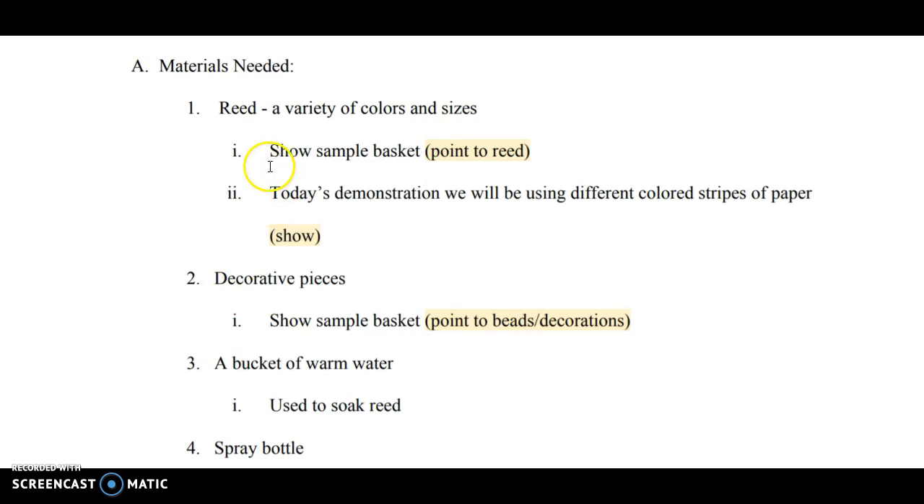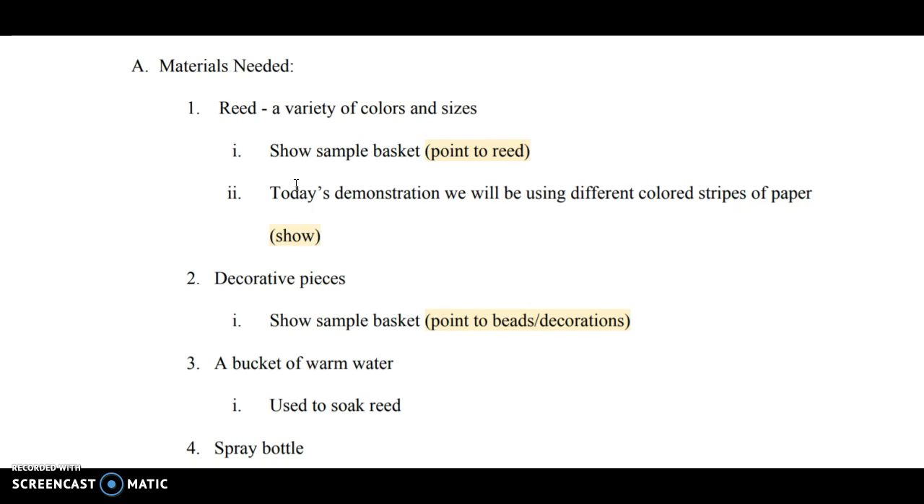You'll also see that underneath my materials, I'm not just telling you what the material is, I'm also giving myself notes in my speaking outline about what I want to do with those materials. So for example, under reed, I want to make sure that I'm showing examples of it and I'm pointing to it. I've also indicated that today in my presentation, I'm going to be using a different material and I'm showing that as well. So when you take a look at your materials needed, make sure that on your speaking outline, you've also indicated what you want to do with those.